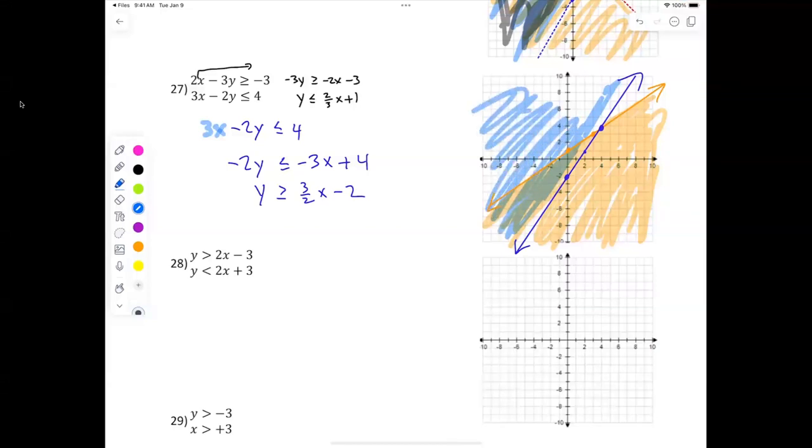So remember, the solution is where they overlap. And they overlap in this small little wedge right here. Does everybody agree? Everybody understanding me? That's the answer, right?